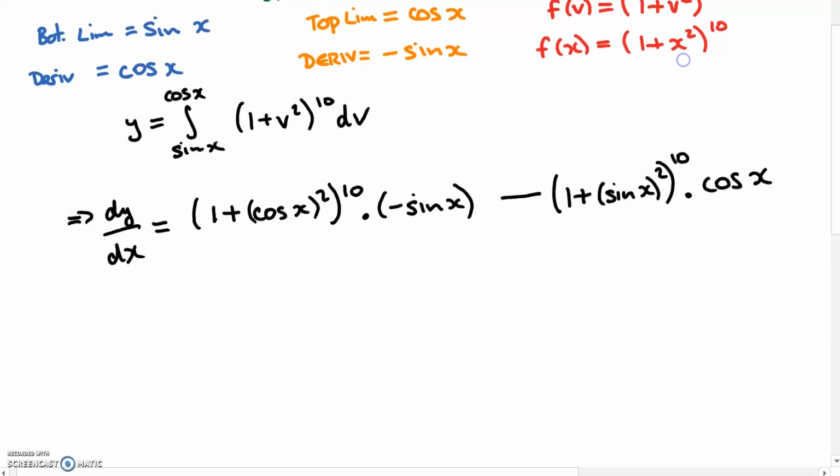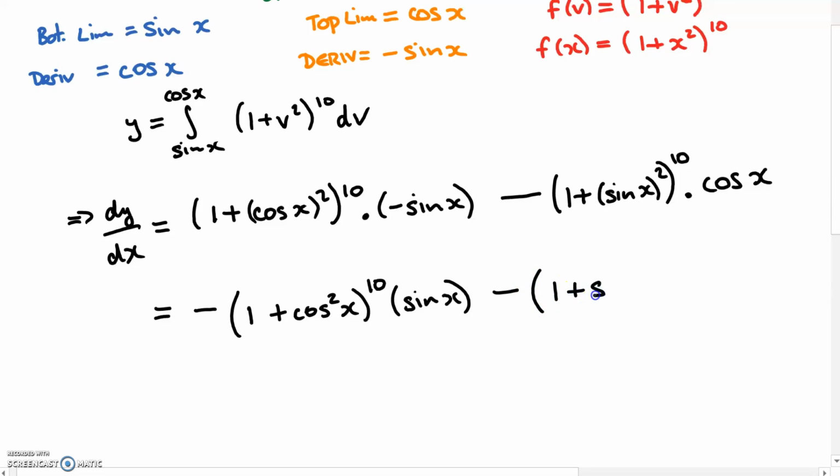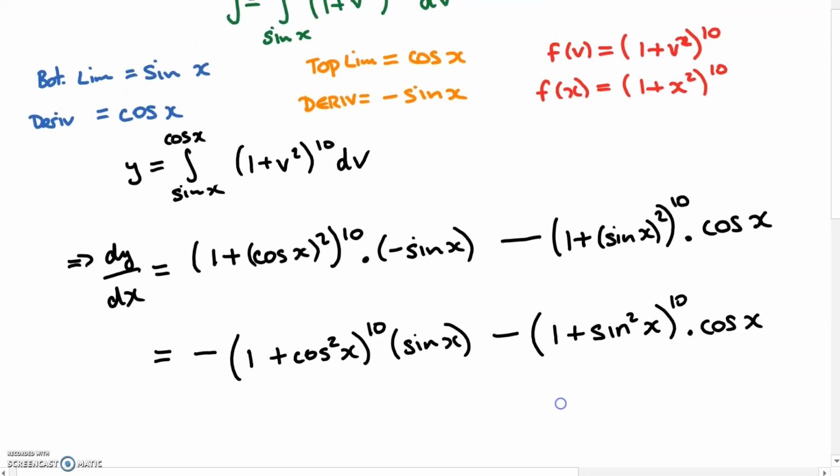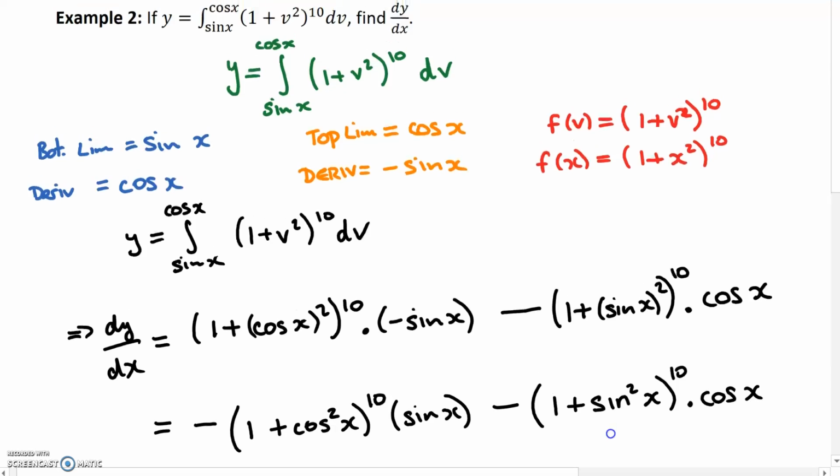Okay, so you get this rather awkward looking expression, but what it looks like doesn't really matter. It's going to be, if you want to put the negative sign at the front, negative (1 plus cosine squared x) to the power of 10 by sine of x minus (1 plus sine squared x) to the power of 10 by cosine x. Now if you want to, you can maybe simplify that a little bit, but there's absolutely no need to. All the work is done, and while it doesn't look very pretty, it is the correct answer.